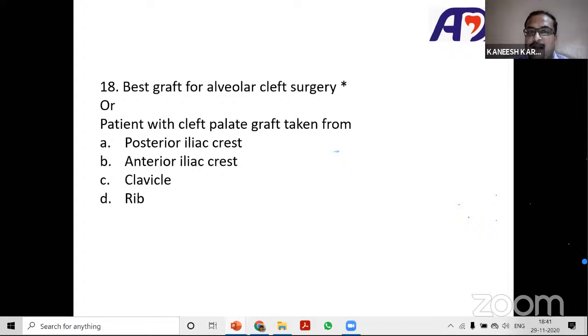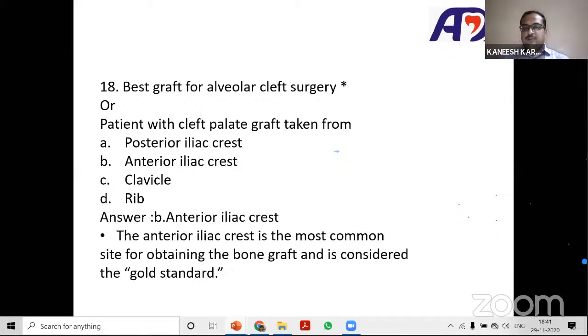The best graft for alveolar cleft surgery, for the patient with cleft palate, is taken from, this is for secondary alveolar grafting, I can see multiple responses, it is the anterior iliac crest. Okay, the anterior iliac crest is the most common site for obtaining the bone graft.